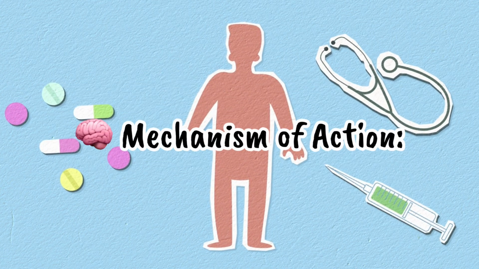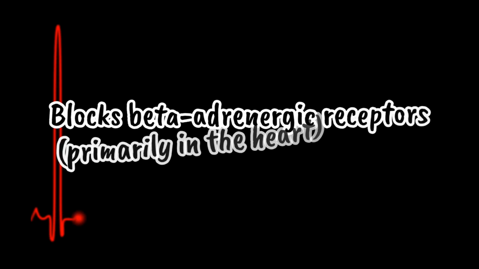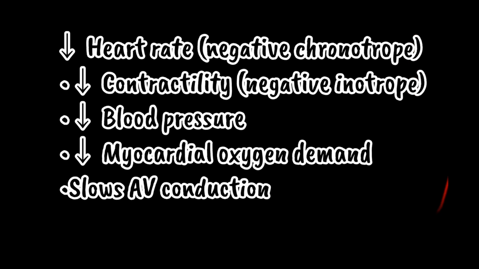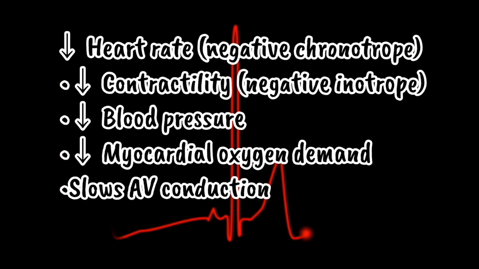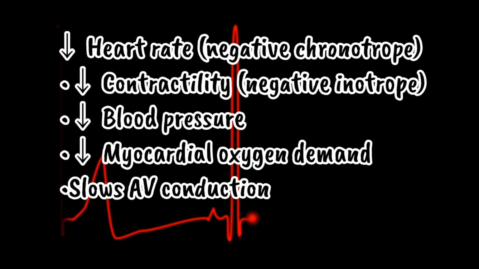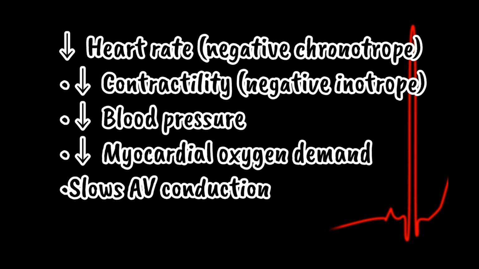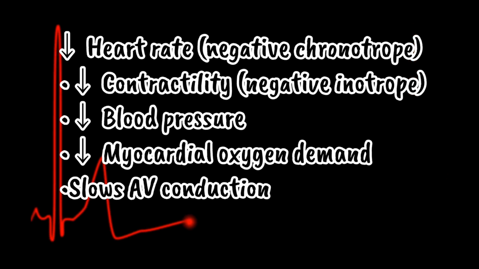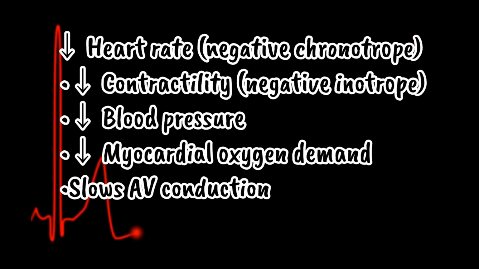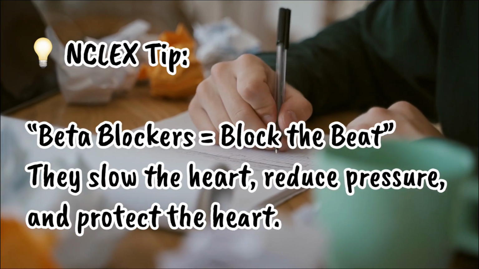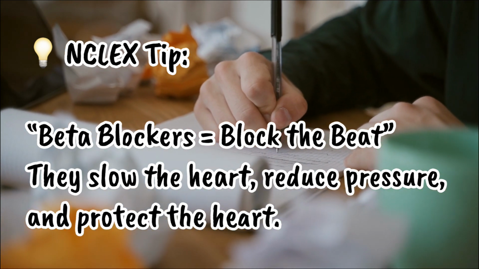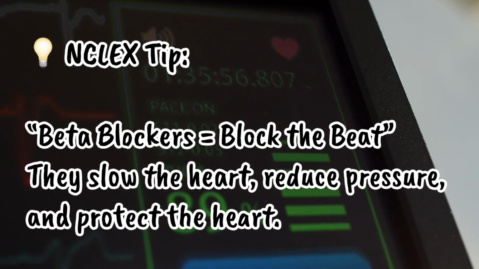Mode of action. Basically, it blocks the beta adrenergic receptors primarily in the heart. That leads to a decrease in heart rate and decreased contractility, also leading to decreased blood pressure, decreased myocardial oxygen demand, and slowed AV conduction. It acts as a negative chronotrope by decreasing the heart rate, and the decreased contractility of the heart acts as a negative inotrope. NCLEX tip: beta blockers block the beat. They slow the heart rate, reduce blood pressure, and protect the heart.